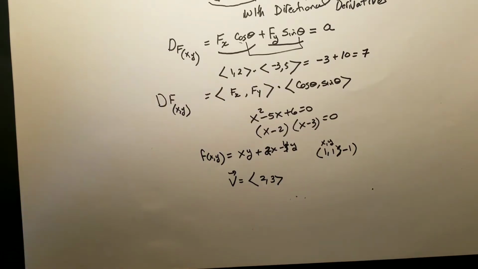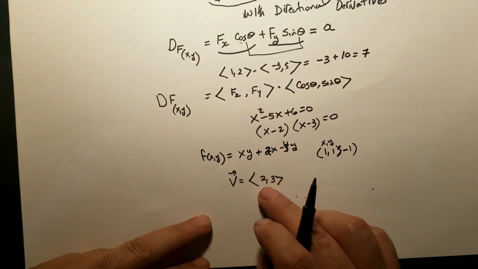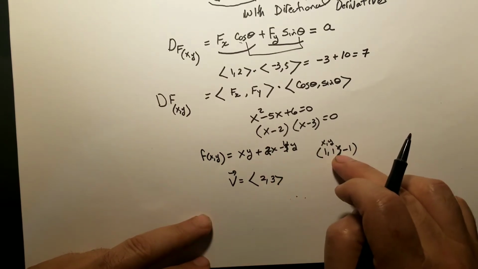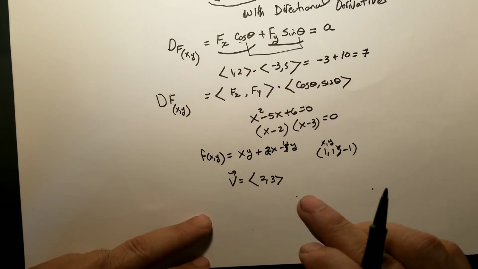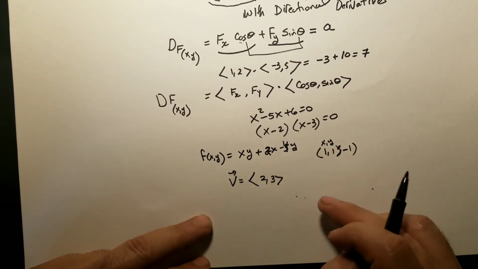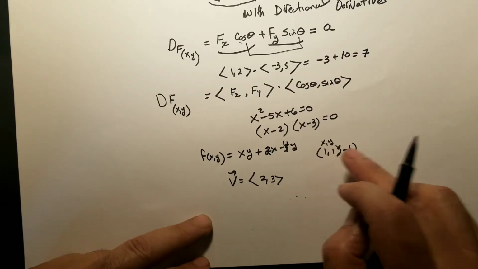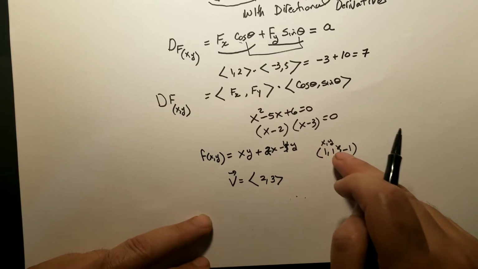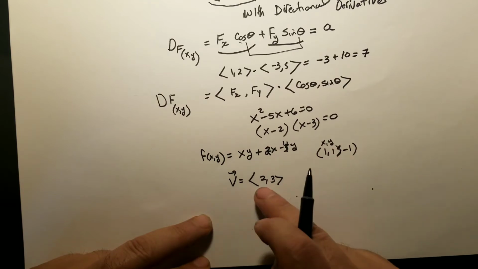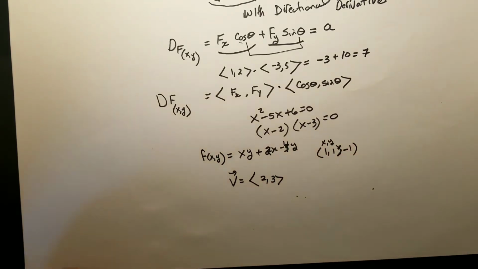And remember, the directional derivative at that point only provides you with the rate of change at that point. The minute you leave that point, you might switch to another direction. I would not guarantee that the rate of change stays the same for the point after that or before that.